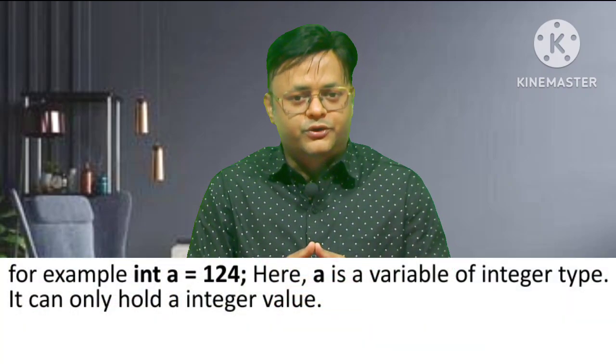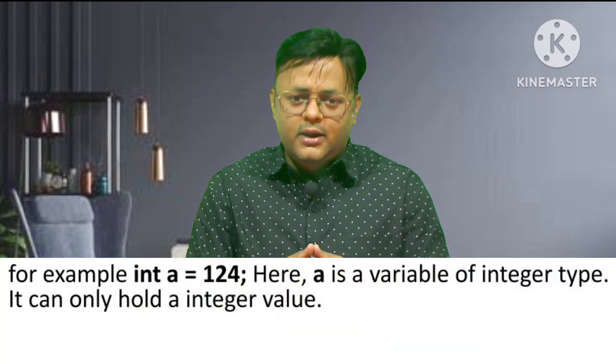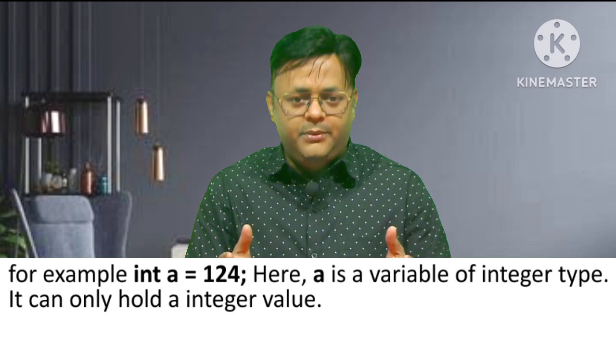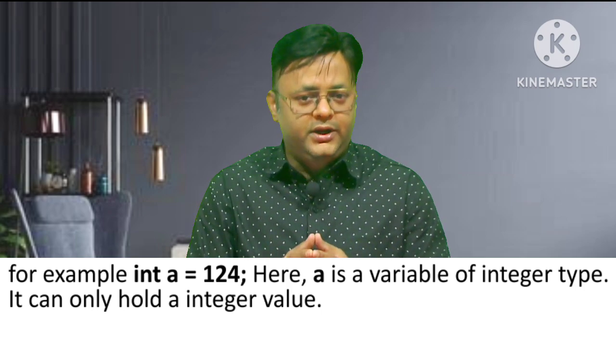Built-in data types available in C++ are: the first one is integer. As the name suggests, the keyword used for integer data types is int. These data types are used for storing integer values. Integers typically require 4 bytes of memory. For example, int a equals to 124. Here a is a variable of integer type and it can only hold an integer value.